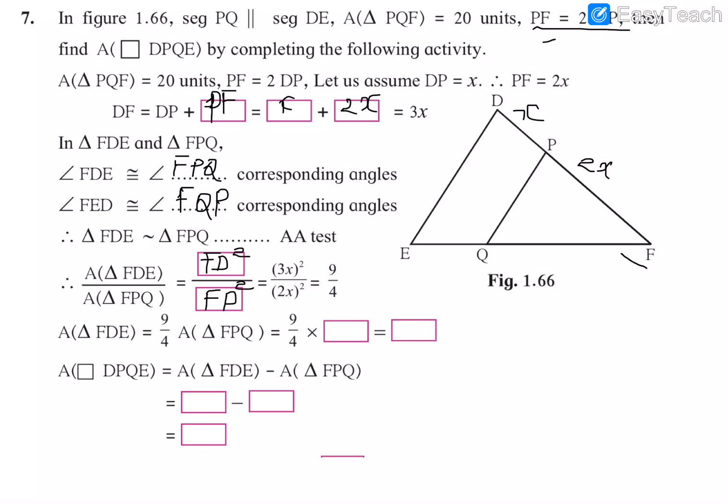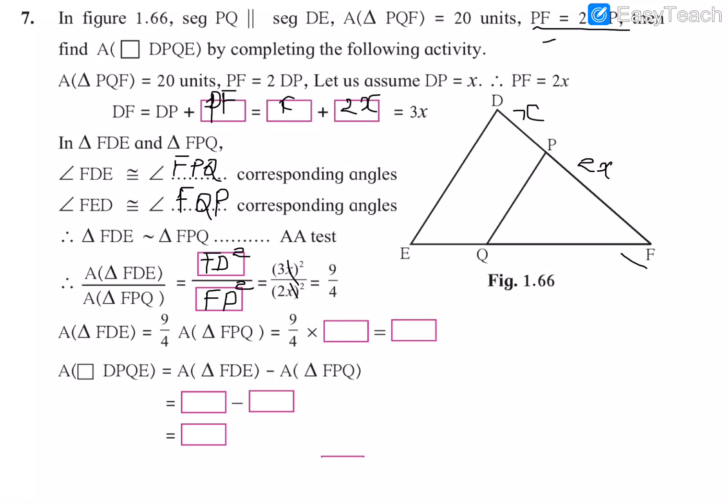So also here square is there, FD square by FP square, so 3x square by 2x square, that will be x square and x square will be cancelled here, then 3 square by 2 square, that is 9 by 4. So we got the ratio of the areas of triangle FDE by FPQ as 9 by 4. So now we can cross multiply.